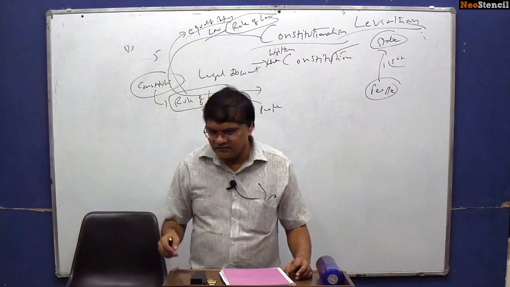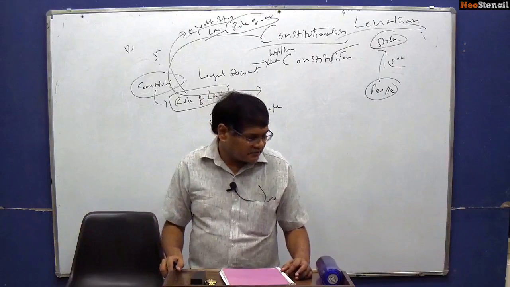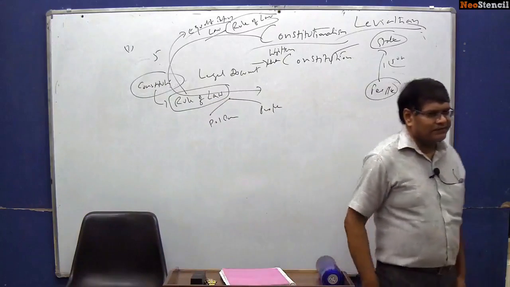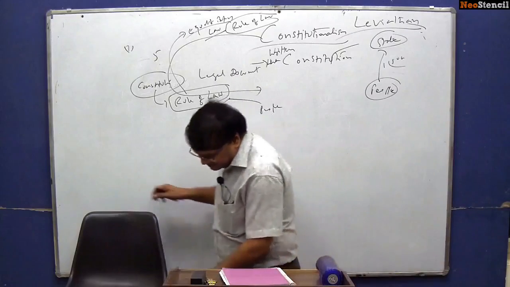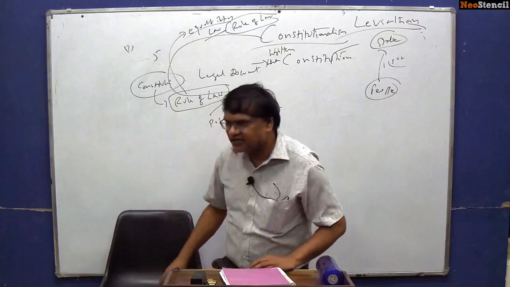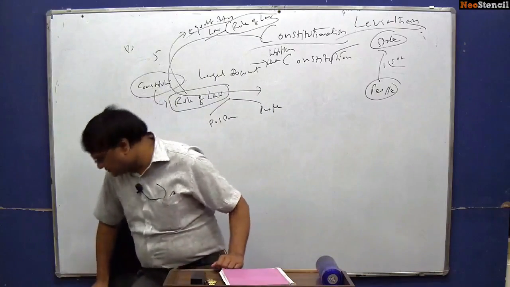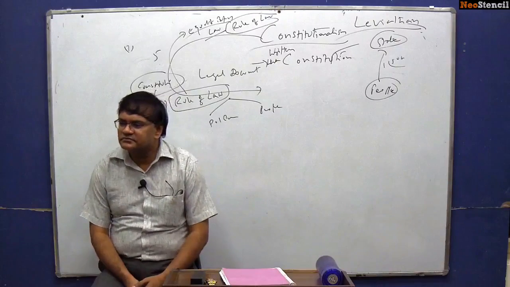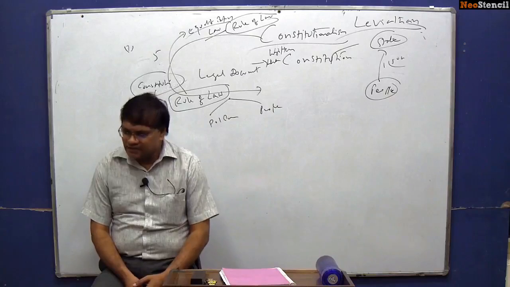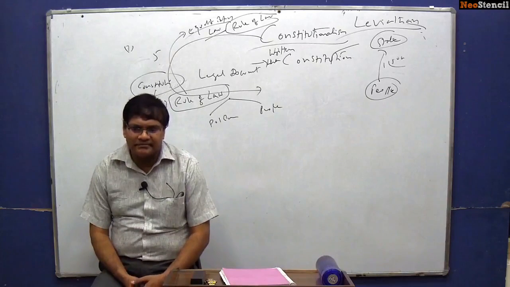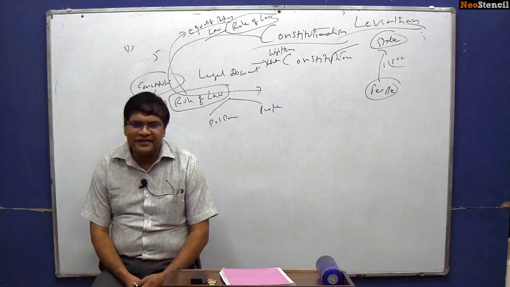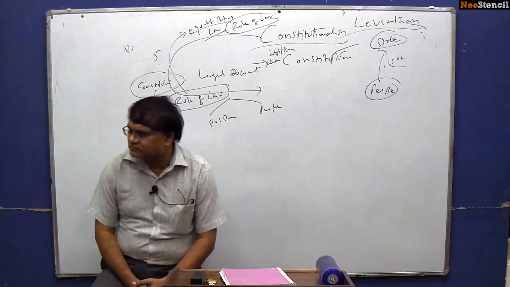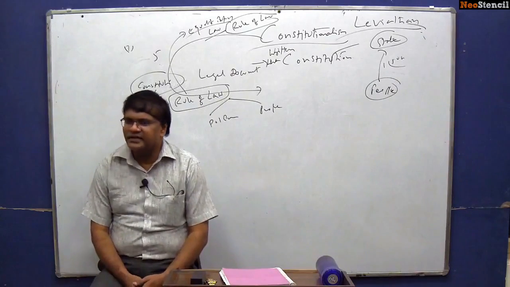First example is 40% of our members of Lok Sabha have criminal records against them. Lawbreakers have become lawmakers.